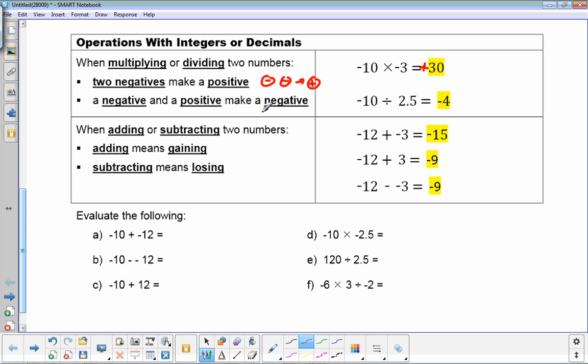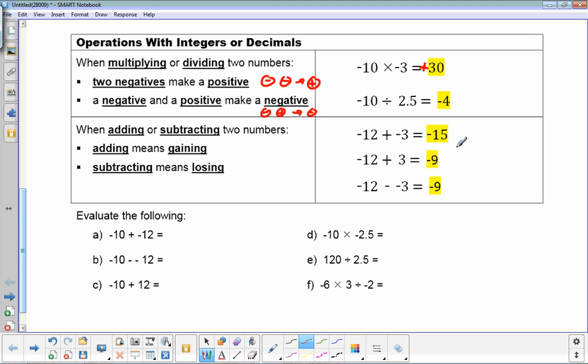If you've got a negative and a positive, that's going to give you a negative. So here, for example, negative 10 divided by 2.5 is going to give you 4, but because the negative 10 is negative and this is positive, you end up with a negative value, negative 4.